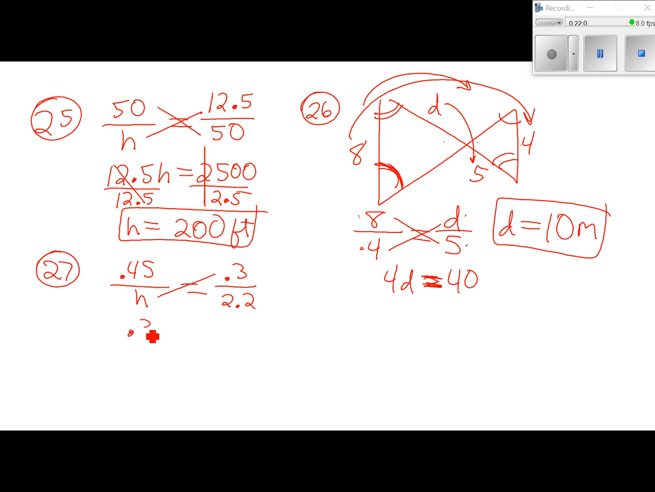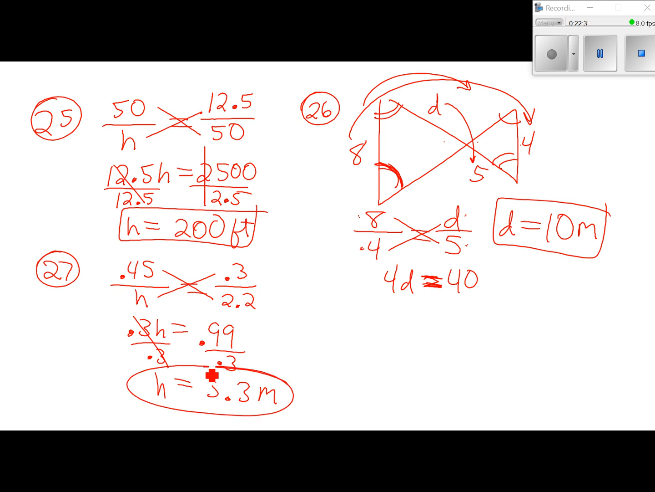Cross multiply, get 0.3 times H equals, we cross multiply this way, grab your calculator, 0.45 times 2.2, you get 0.99. Divide both sides by 0.3. Try to remember that when you divide by something like 0.3, your number's actually going to get bigger even though you're dividing. So 0.99 divided by 0.3, and we end up with 3.3, and that was in meters. So the height of that tree is about 3.3 meters. It's a little more than 10 feet, 11, 12 feet, somewhere around there.